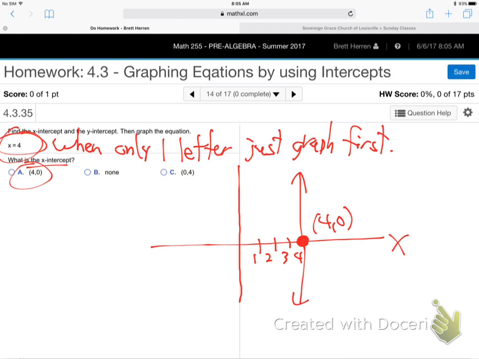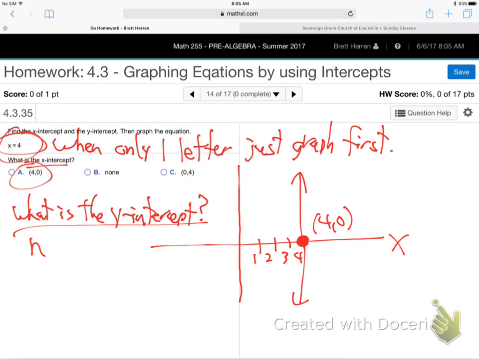And the next question is going to be, what is the y-intercept? None. Exactly. You can tell just by looking. It never touches the y-axis, does it? Here's the y-axis. It doesn't touch it because it's perfectly straight up and down, huh?